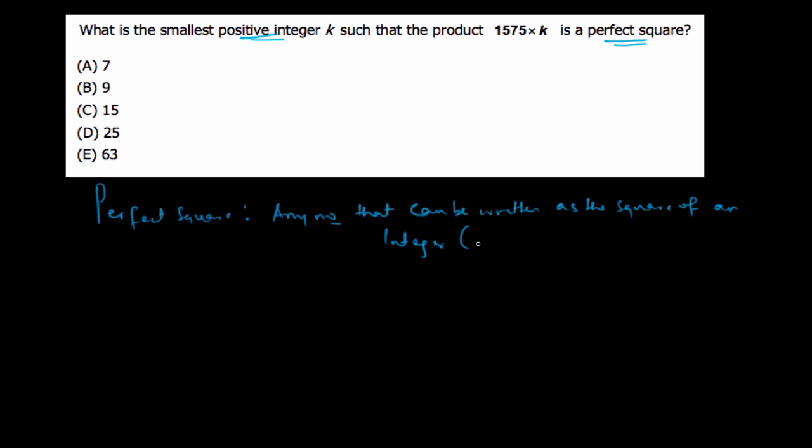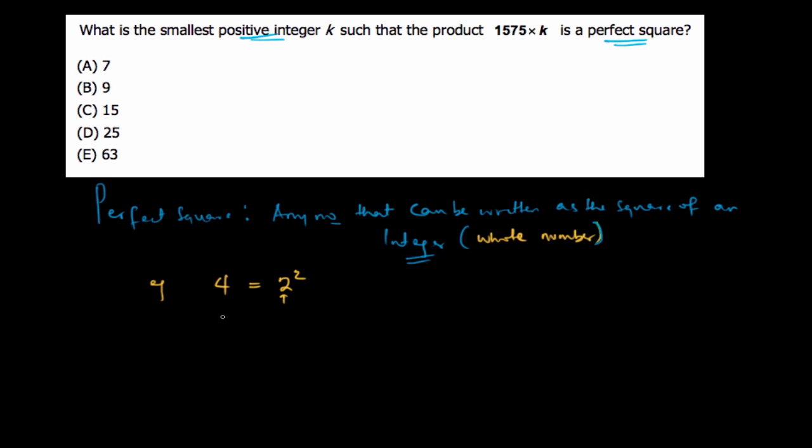When I say integer, I simply mean a whole number. I'm going to keep repeating integer and whole number because some people might not be used to the term, so I need to get them used to it. Any number that can be written as the square of another integer is called a perfect square. For example, 4 is a perfect square. Why? Because 4 can be written as the square of a whole number, the square of 2.